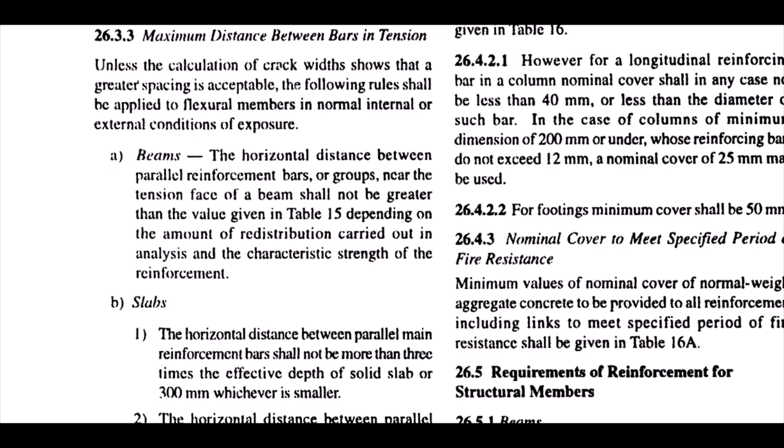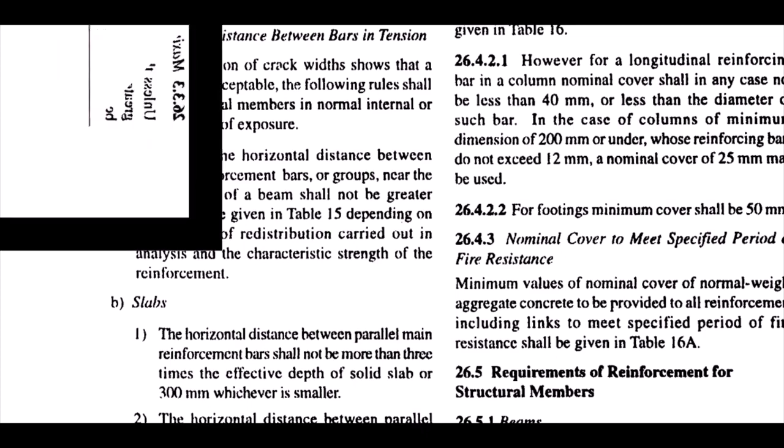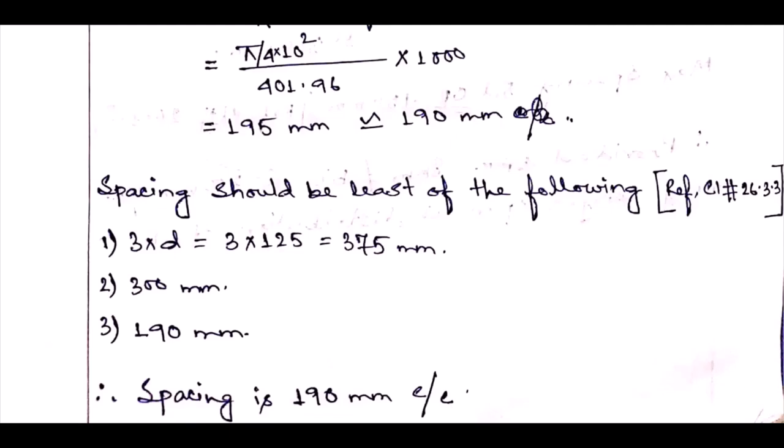Look, clause number 26.3.3 B, slabs. The horizontal distance between parallel main reinforcement bars shall not be more than 3 times the effective depth of solid slab or 300 mm, whichever is smaller, and whatever we have calculated there. So from these 3 values, we already take the least amount. So let's go to notes. So as per the clause, we have done it as you have seen in IS 456.